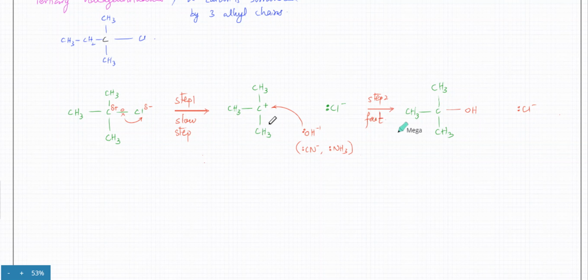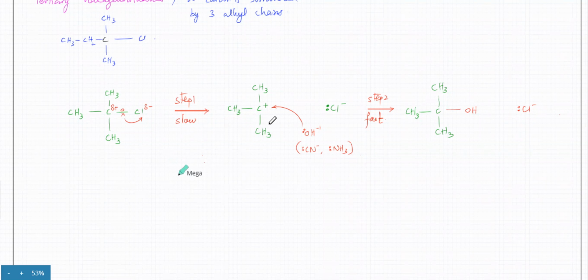Achha, so step one is a slow step. Step two is the fast step. Achha, till now we haven't discussed why this happens. Theek hai, we're going to come to that. So this is the mechanism first for tertiary halogenoalkanes. And the other thing is, why is it called SN1?